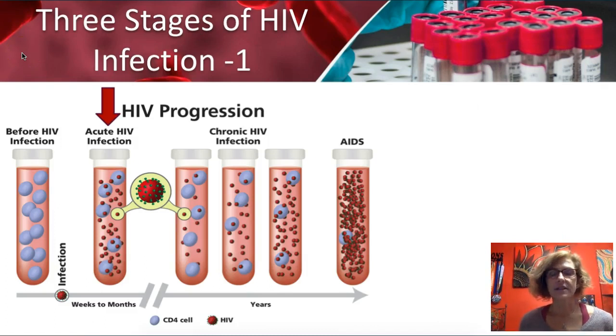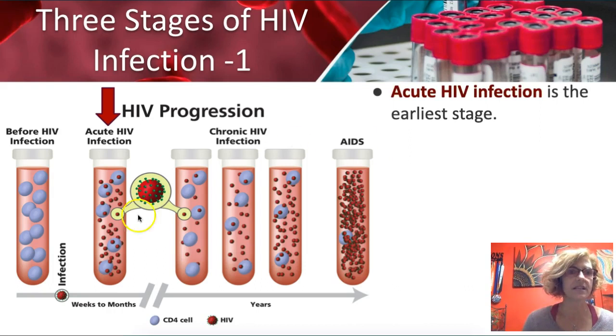I know my students are super interested in the difference between HIV and AIDS. When do you have HIV? When do you have AIDS? I like this graphic because it shows the progression of the HIV infection. It shows this in 3 separate stages. You have the acute infection, which I'm going to talk about now, and then the chronic, and finally AIDS.